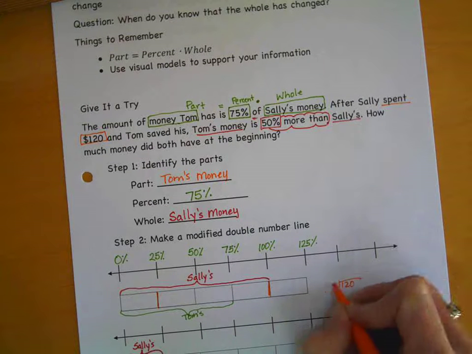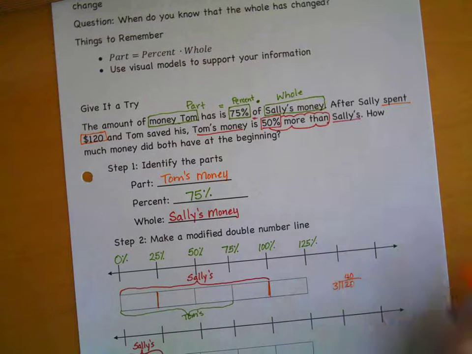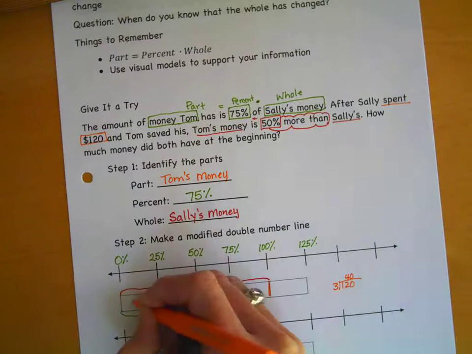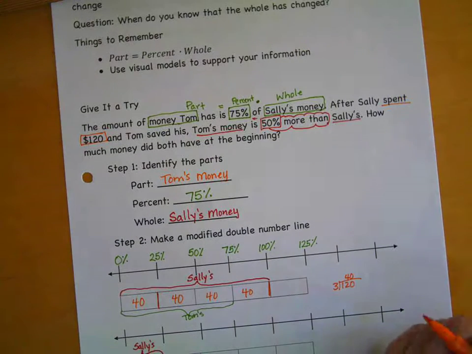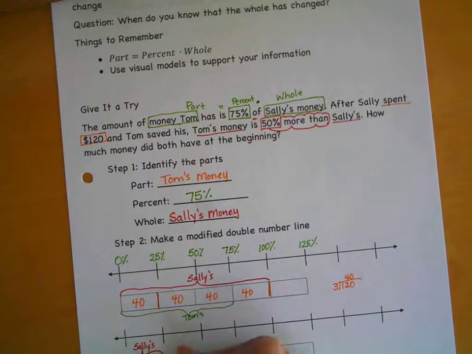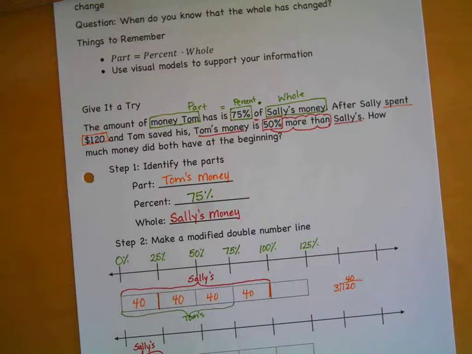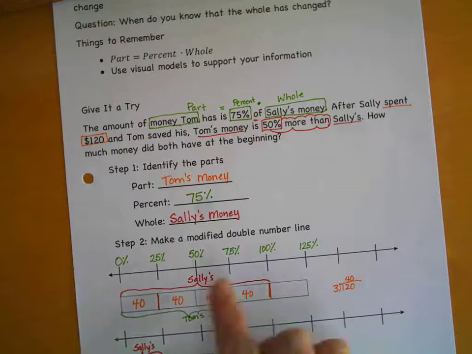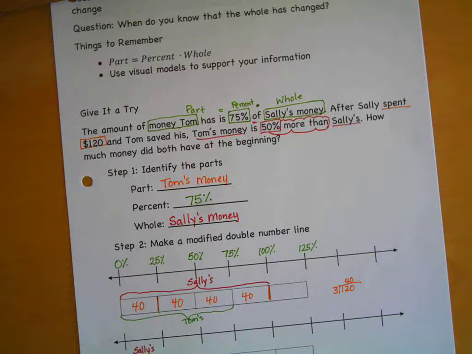So if you take 120 and you divide it by 3, right, you would get 40. So all of these have to have 40 in them, right, because that's 120. So this one has to have 40 in it, right? And it says she spent 120, so that means that she only has this left, right? So then that would help us figure out Tom's, and because Tom's did not change at all, we know that Tom had 120 and Sally had 160. Do you see how we were able to figure that out? Okay, so Tom is 75% of Sally.